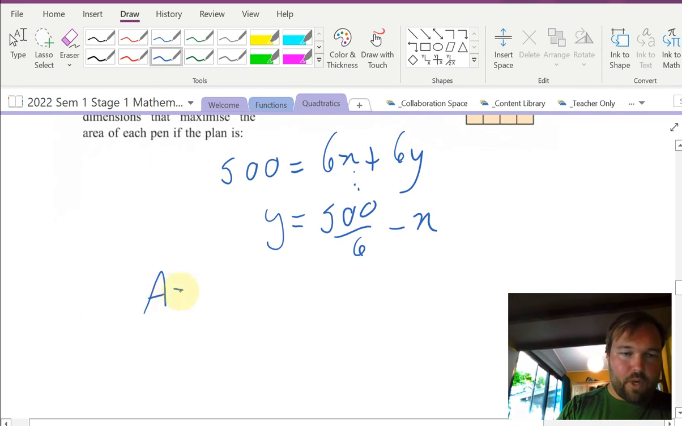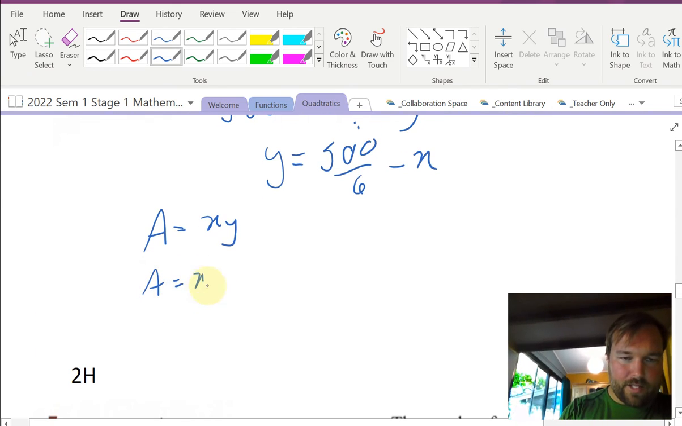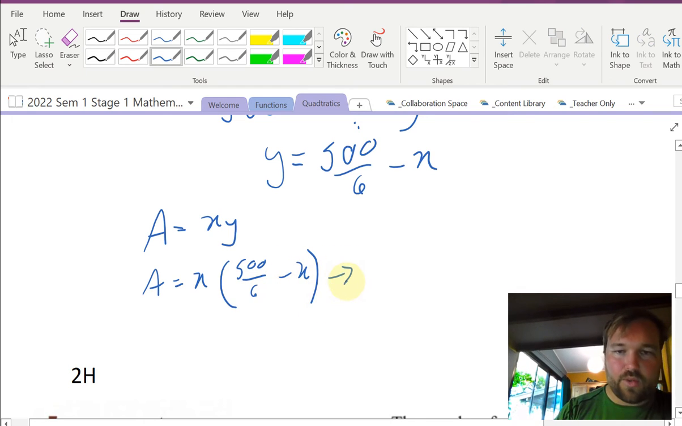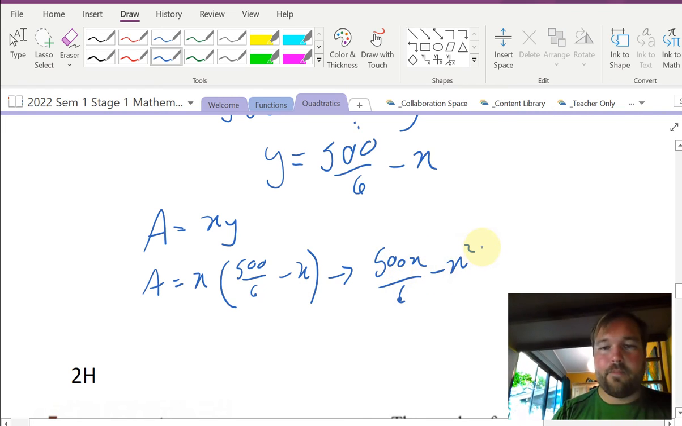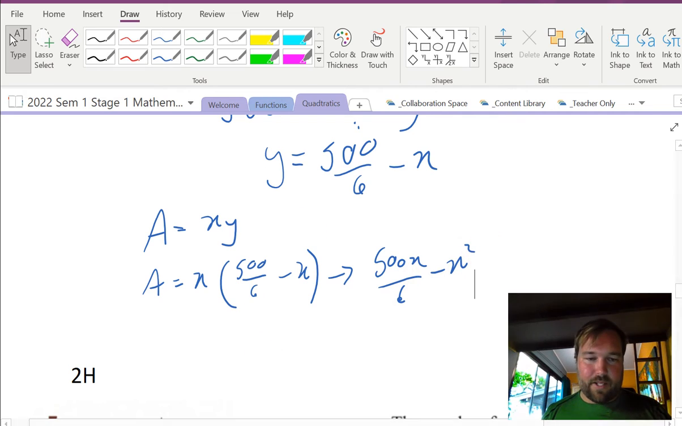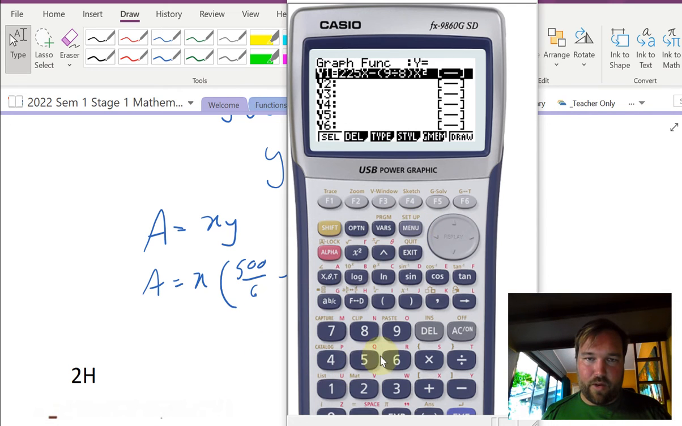Area of each little pen is xy. Area of each little pen is x bracket 500 on 6x minus, don't expand it just yet, minus x, which then goes to 500x on 6 minus x squared. And we're looking for the value of x which maximizes that. So we can go to our graph function, delete whatever we had before, bracket 500 on 6 bracket x minus x squared.